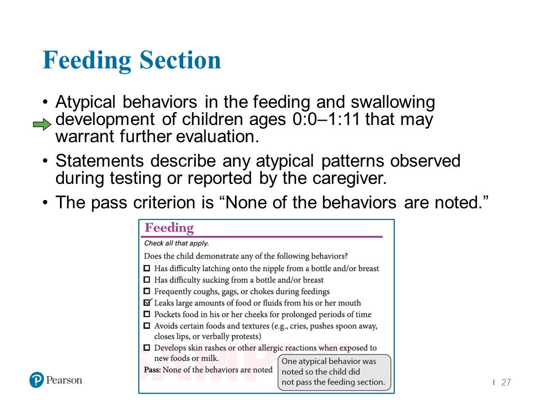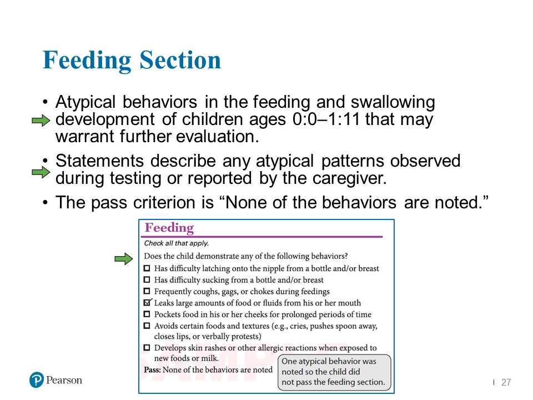Okay, the feeding section. The difference here is we are looking for atypical behaviors. So we're looking for atypical behaviors in feeding and swallowing for children ages 0 through 1 year, 11 months. And in this situation, we are looking for atypical behaviors that can help us to develop or to explain further evaluation. We are going to be looking at atypical behavior patterns that are observed during testing or that are reported by the caregivers. So a pass criterion here would be that none of the behaviors are noted. So think about it as the absence of atypical behaviors rather than the presence of typical behaviors. So that's important for you to remember with this one.